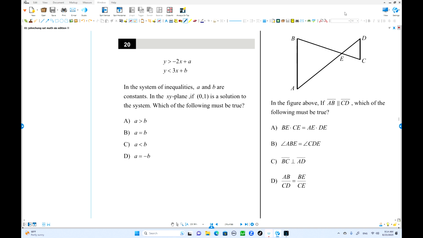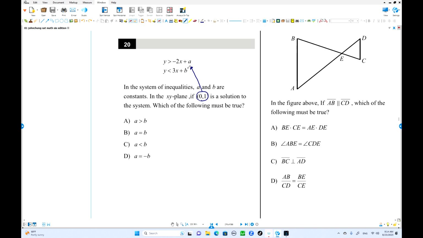This is number 20. We have a system of inequalities, A and B constant. So we have a point which is the solution to the system. Which of the following must be true?